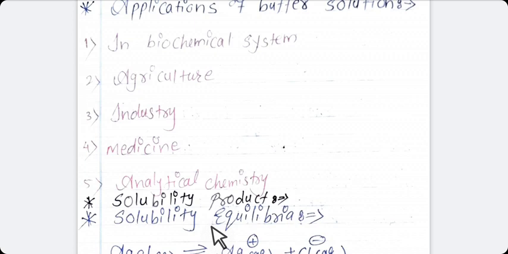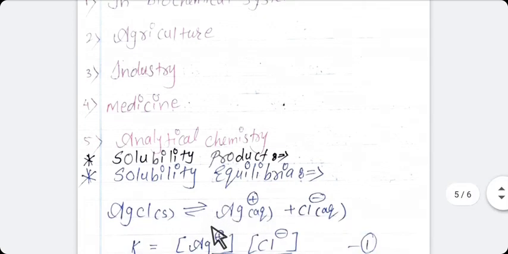So, a dynamic equilibrium exists between undissolved solid silver chloride and dissolved ions Ag plus and Cl minus in the saturated solution. This equilibrium is called solubility equilibrium.